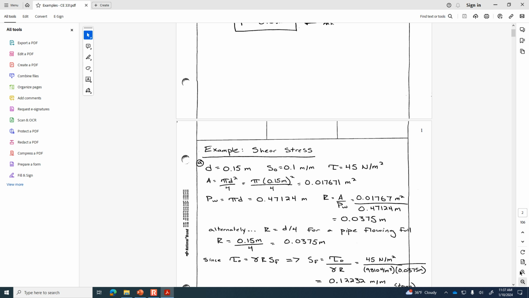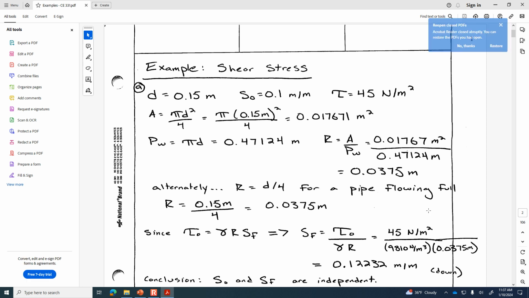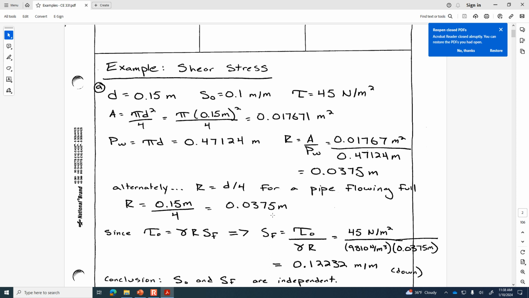All right, so here's where we're at so far. We calculated the slope of the energy grade line. The conclusion we can draw is that it doesn't matter if the pipe is horizontal, inclined or declined, the energy grade line is going to be going down. The energy grade line and the pipe slope are independent of each other for closed conduit flow. This slope is downhill and our pipe is uphill.